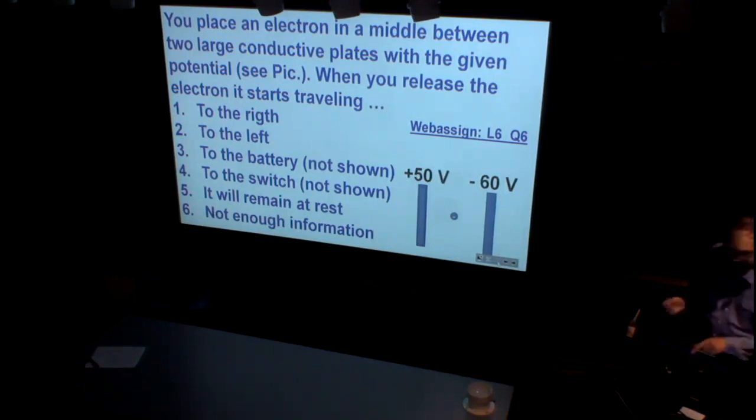Why? From high to low, from high to low, exactly. From high to low, that's electric field, okay? How should I draw force?